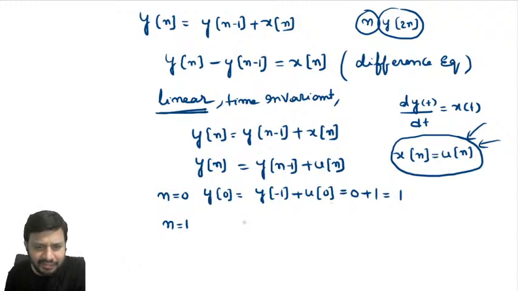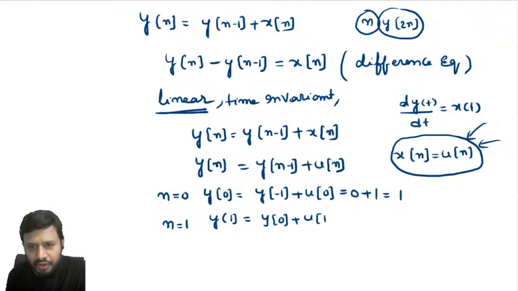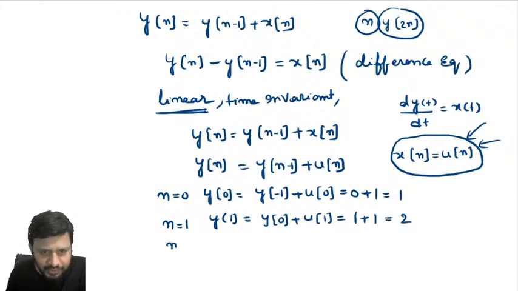Now what happens if I observe this output at n is equal to 1? Observe this output at different time instants. y of 1. Now substitute. What happens if I substitute n is equal to 1? It is y of 0 plus u of 1. y of 0 means what? It is coming from the previous output. y of 0, 1 already we got. u of 1 is nothing but 2. Now observe here. What happens if I substitute n is equal to 2?